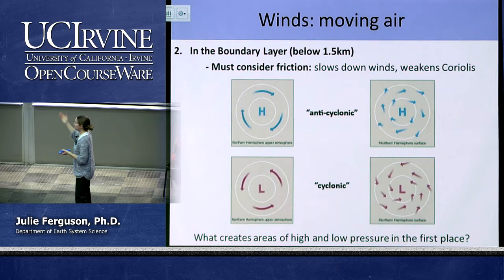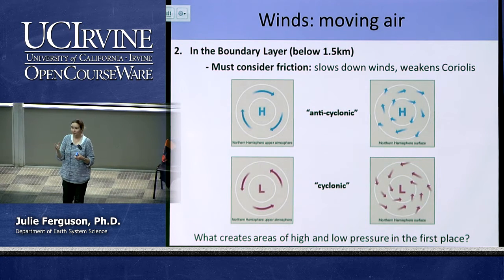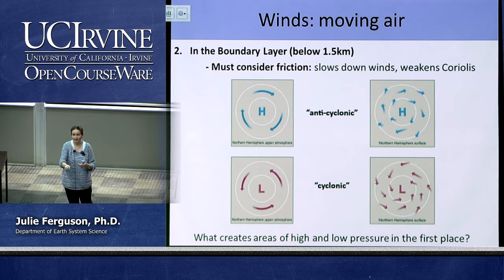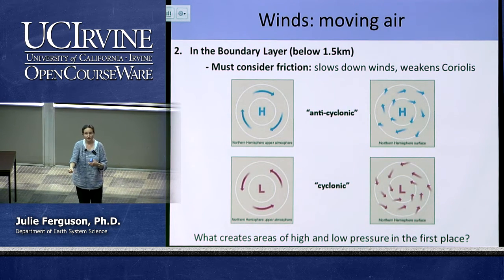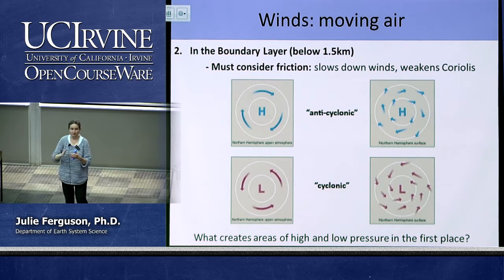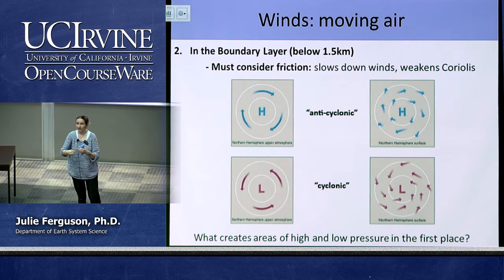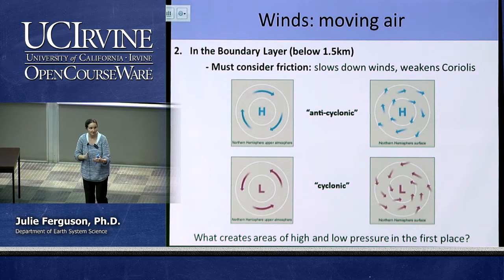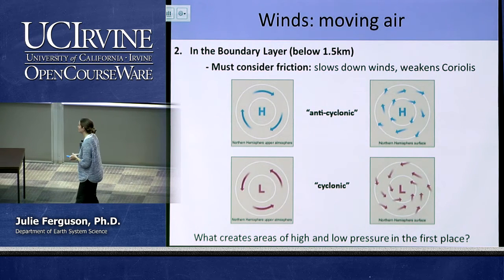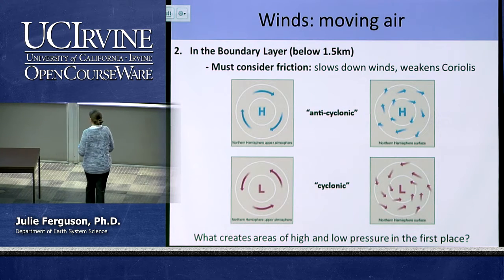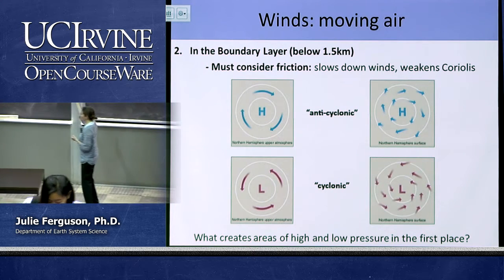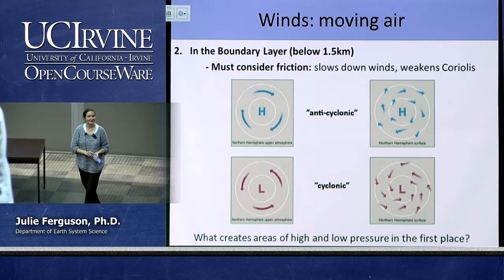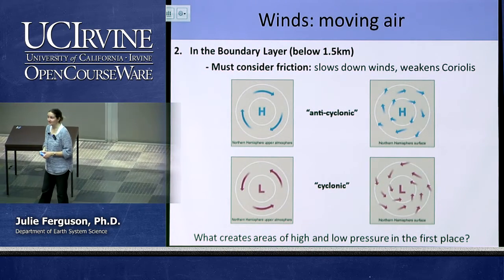And the same thing is true for cyclonic, okay, for that low pressure. Now our pressure gradient is trying to pull air into the middle of that low. Before, the Coriolis force caught it and it just kept going around parallel to those isobars, whereas now that pressure gradient force wins and that air moves into the middle. So I have a little question at the end. What creates these areas of high and low pressure to begin with? I'm not going to tell you now, but we are going to talk about this later in the class.